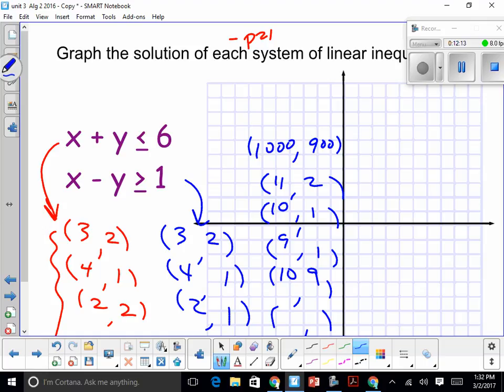All of these numbers: 11 minus 2 is 9. 10 minus 1 is 9. 9 minus 1 is 8. All those are bigger than 1. There are like a million, and all the answers will actually have a million choices. So when it's time to put your answers down, they'll be that.